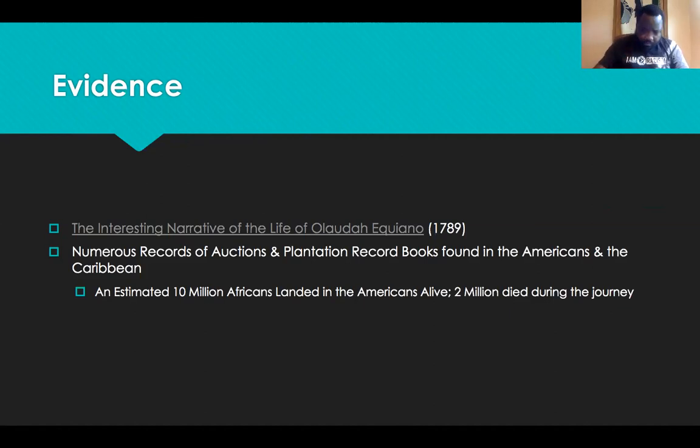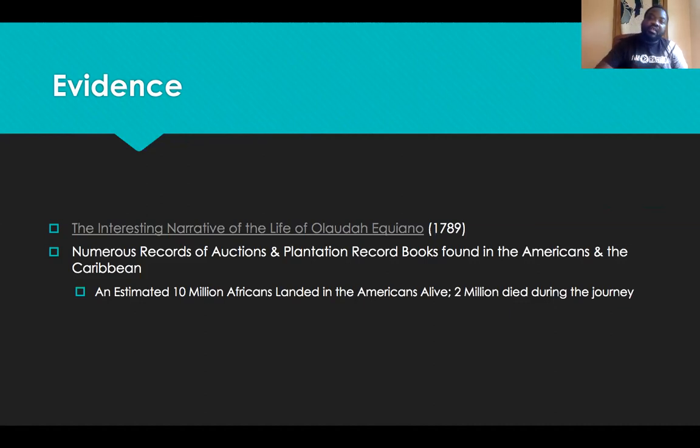But conservative estimates have it that 10 million Africans landed in the Americas alive, and 2 million died during the journey. So that's a number of 12 million. But some estimates have it up to 20 million people, right? So this was a very brutal institution for years and years, millions and millions of people.